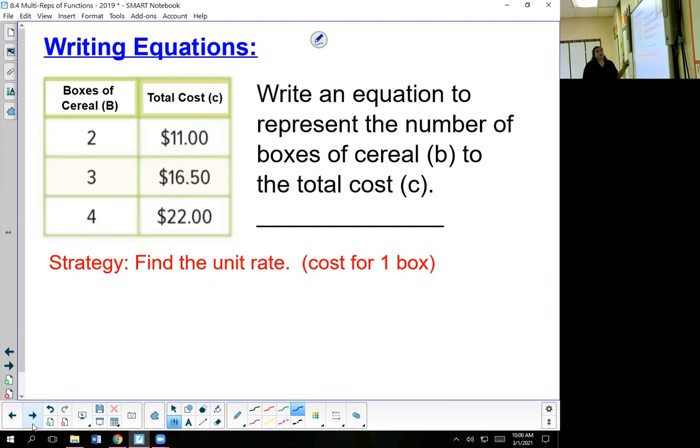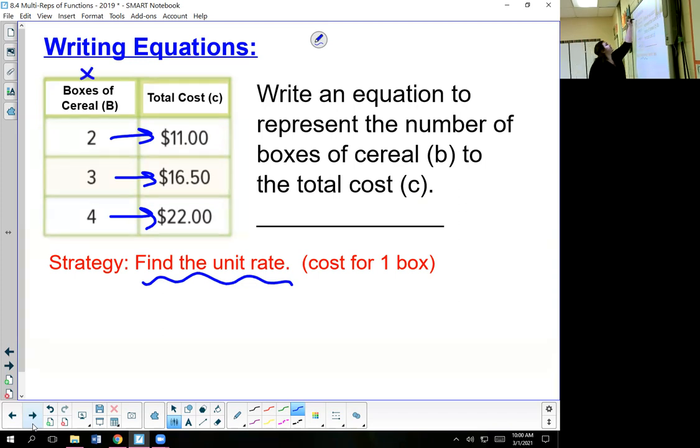Okay, so boxes of cereal and the relationship between that and the cost. So I'm trying to figure out how I go from here to here, here to here, here to here. Here's a hint. Find the unit rate. Figure out what one box costs. How do we do that? Oh, Miss Edwards, you divide.